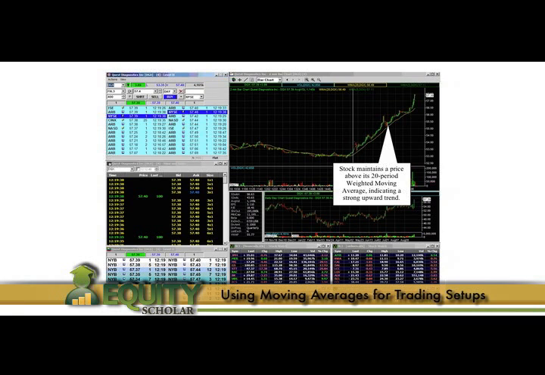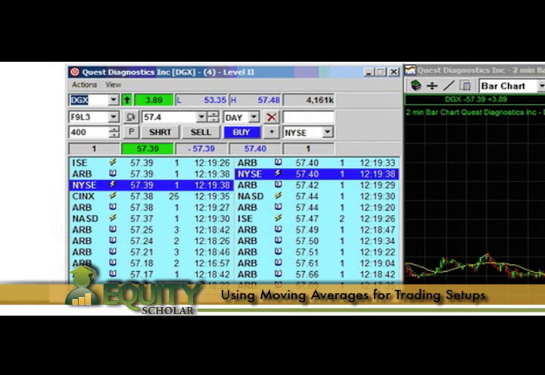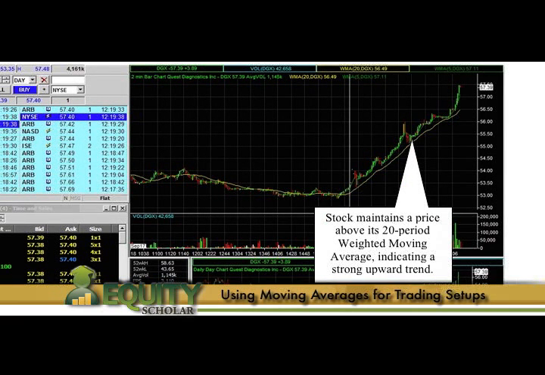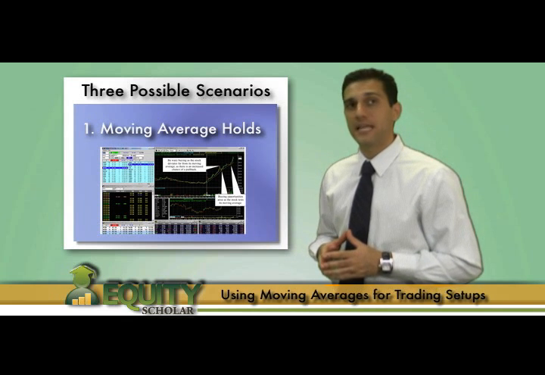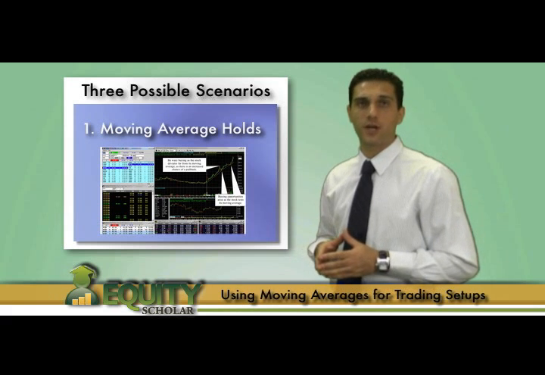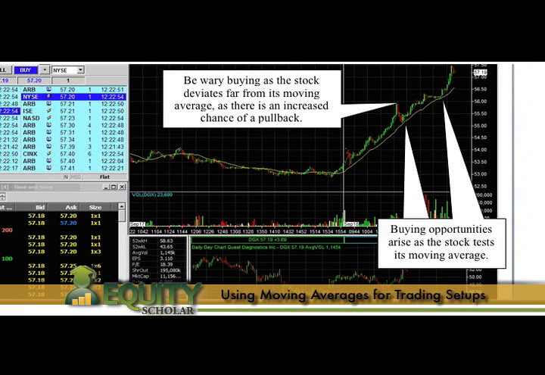Here is a snapshot of Quest Diagnostics, ticker symbol DGX. By looking at the chart, we can see that the stock has maintained a price above its weighted 20-period moving average on a 2-minute chart. This strong uptrend has carried the stock over 3.5 points higher on the day. Taking a look at another snapshot of that same DGX chart, we can see that buying at or near the moving average is absolutely critical to a successful trade in that stock.